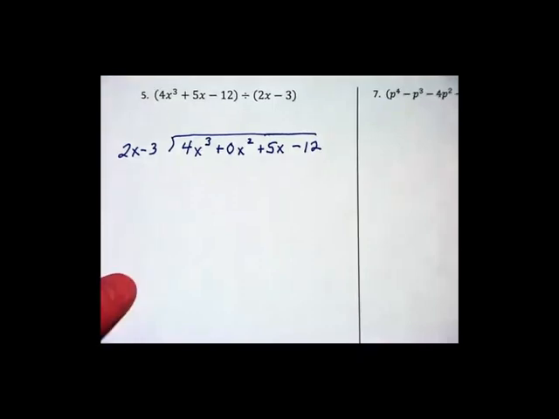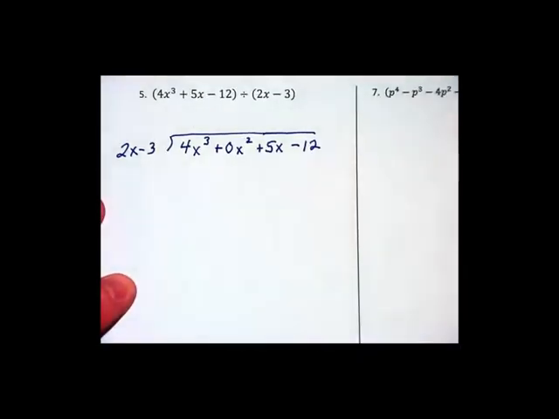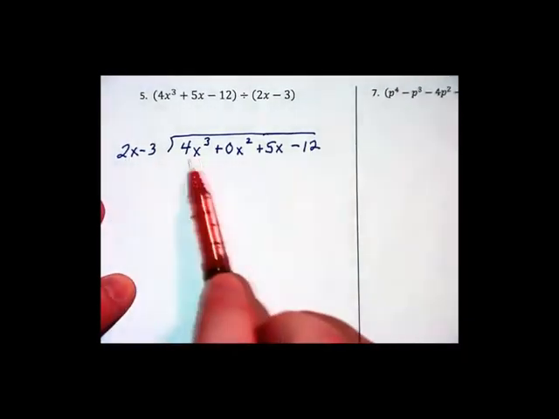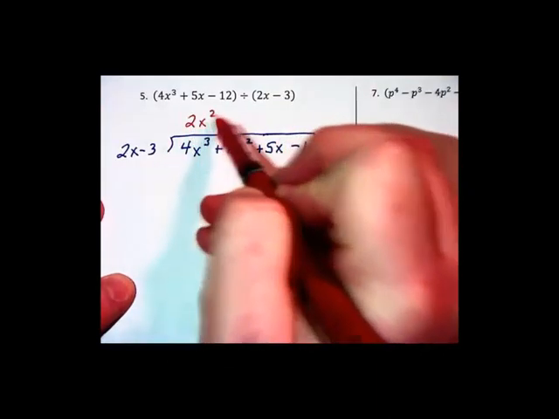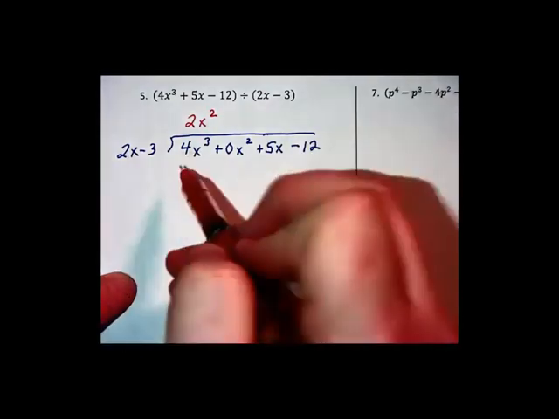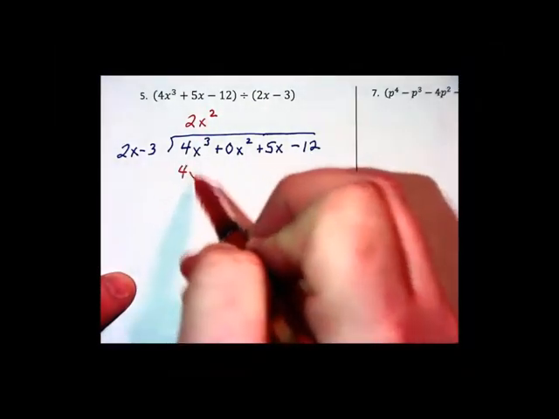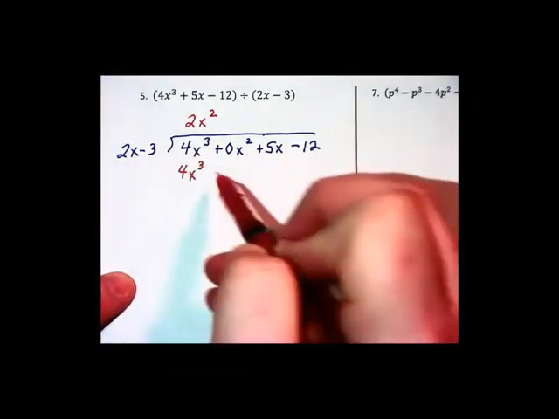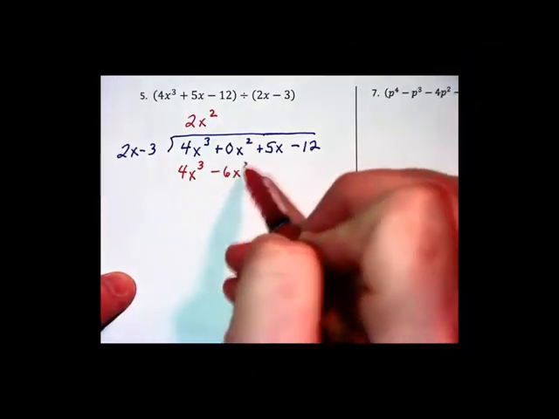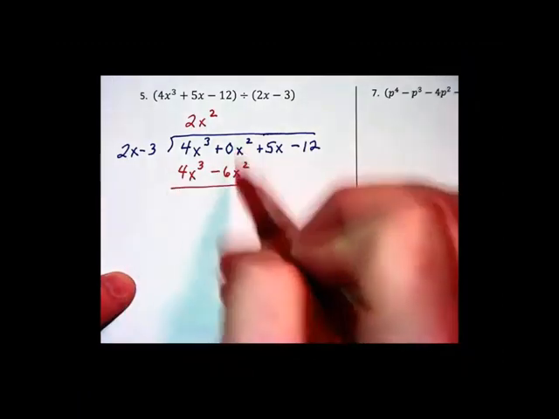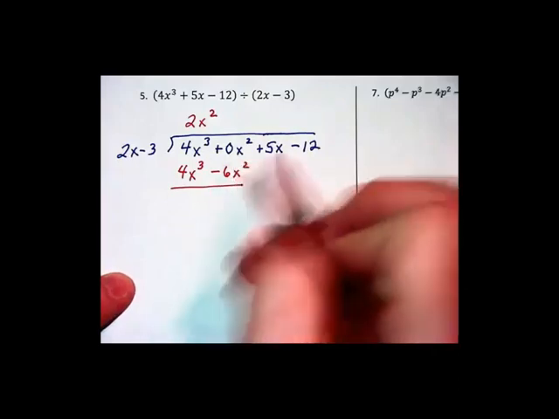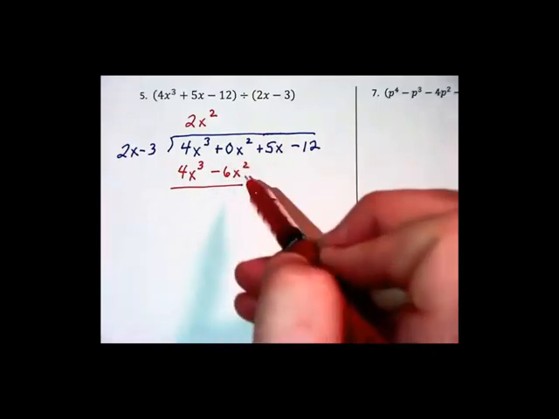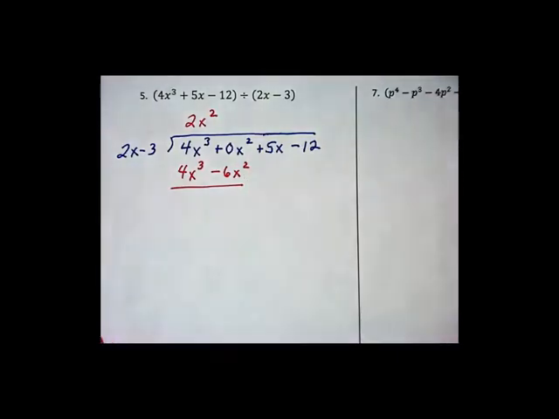Now, when we start this division, 2x times what makes the 4x cubed? The answer is 2x squared. 2x squared on the top times each of the side gives us 4x cubed minus 6x squared. Notice how we've got a 0x squared to line that up under. Had we not had that, we would have lined it up under the 5x, and there was a chance we could have combined things that are uncombinable.